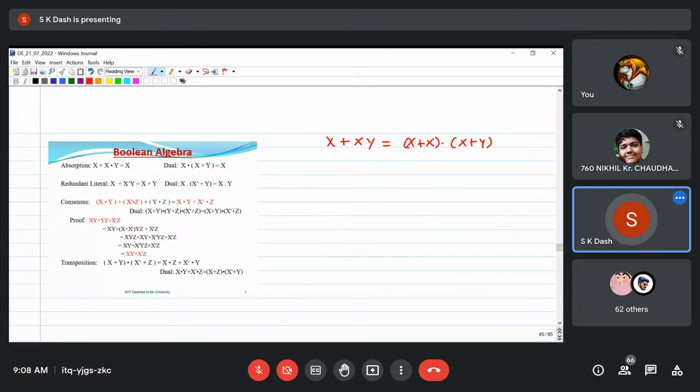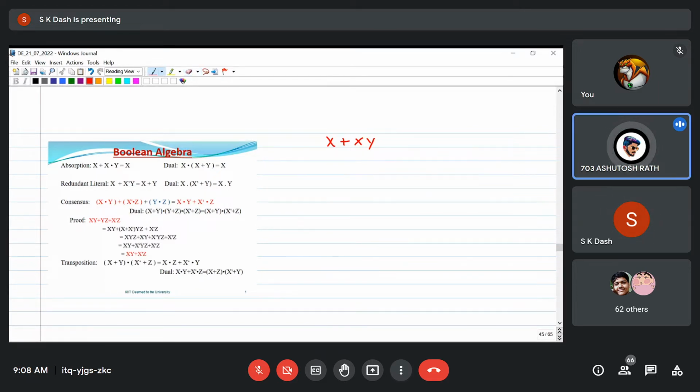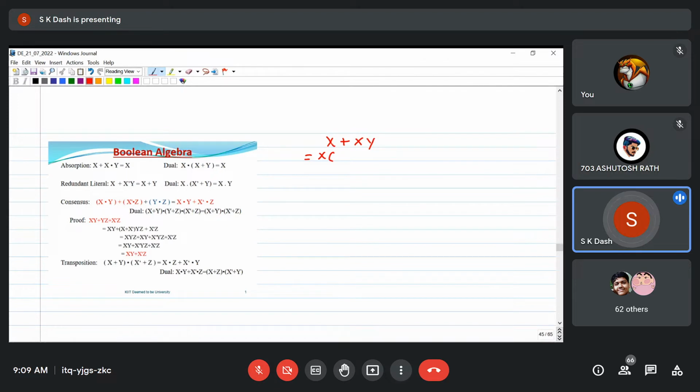Now x plus x is how much? X. Let us not go through that, let us directly take x common. If we take x common, this is nothing but x dot 1 only. x dot 1 is equal to x. So from that we can write that this is equal to x dot (1 plus y). How much will be 1 plus y? If we add something with 1, logical addition will be 1 only. So this will become x dot 1. Again, x dot 1 will always be equal to x.